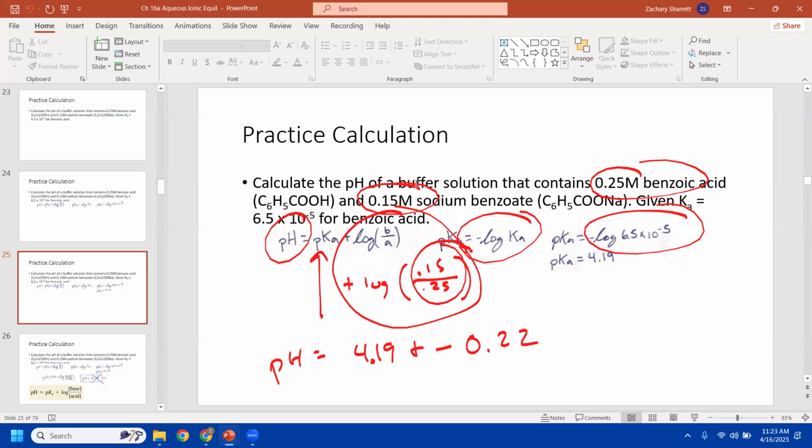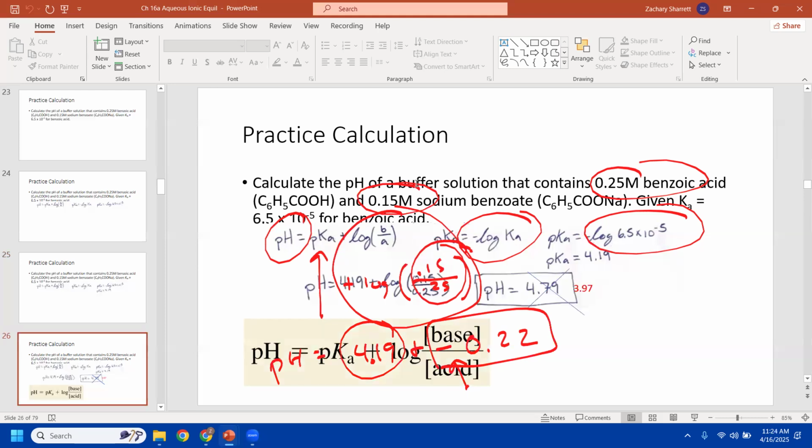So doesn't it make sense that this is the value if you had exactly equal amounts? We're subtracting some. When we have a little bit more acid, should that reduce the pH a little bit? Does extra acid drop the pH or raise the pH? So does a negative make sense? Yes, it does, right? So the pH of this solution should then be 4.19 minus 0.22, which gives us 3.97.